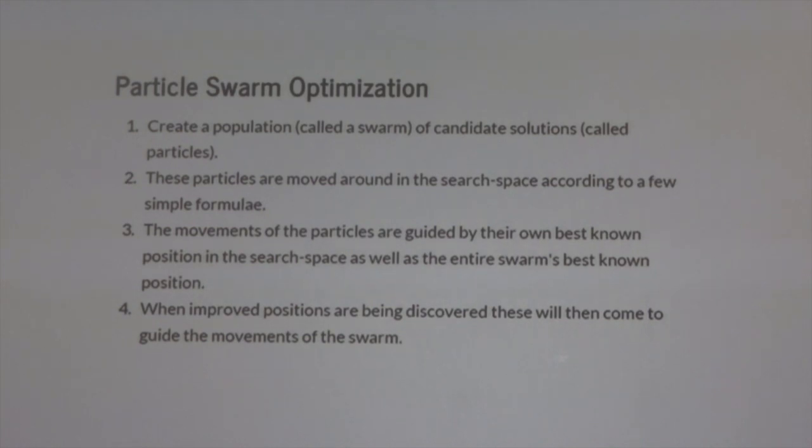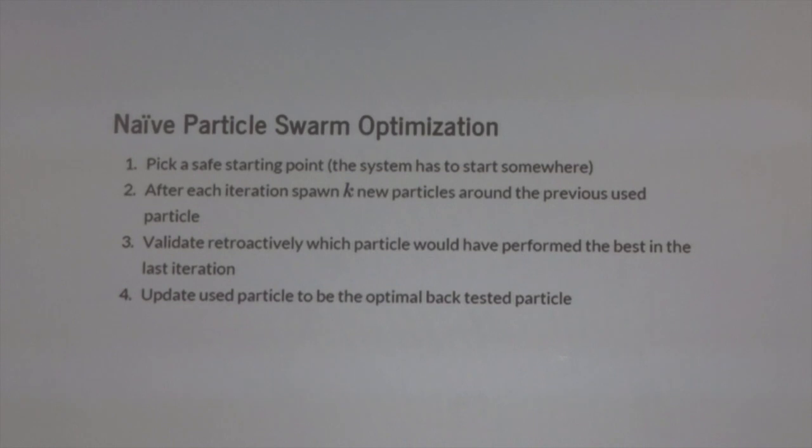So again, whenever I can't do good pure stats things, I cheat. I created what I call a naive particle swarm optimization, because I've got to start the system, and I don't know where to start the system.